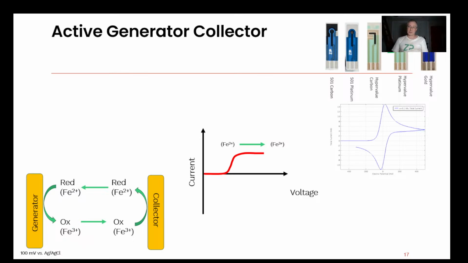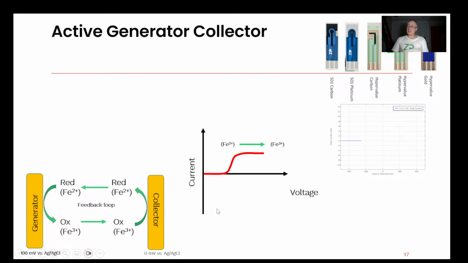So when the person's asking about generator collector and IDEs, well, they said interdigitated arrays, but it's the same thing really. You've got a generator, you've got a collector. We're generating ferricyanide at one electrode, it's diffusing to the other electrode where it gets reduced to ferrocyanide, and then it's diffusing back to the first electrode, and that's really like a feedback loop.